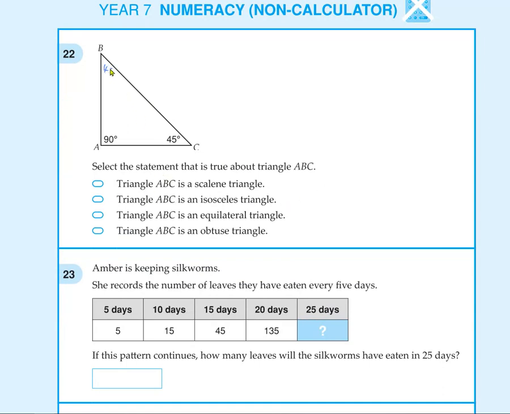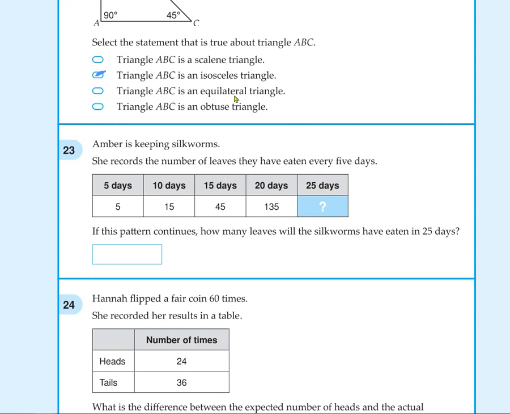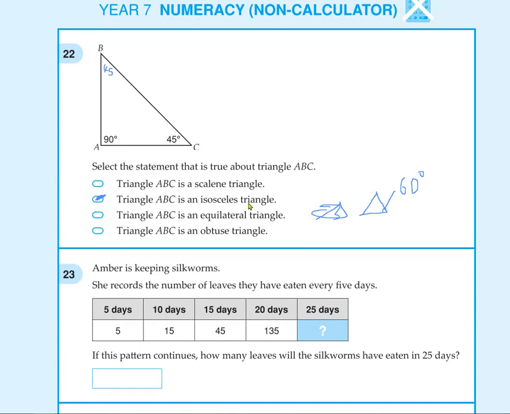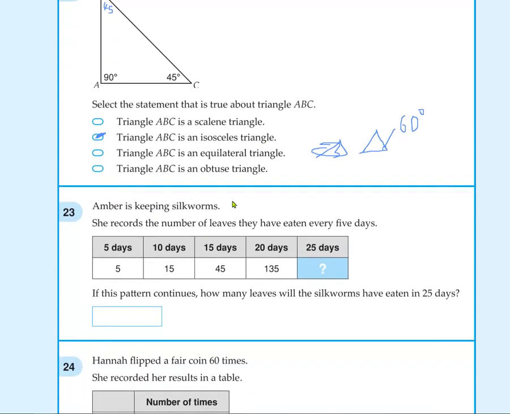This has to be 45 degrees. 180 degrees in total. 90 plus 45 is 135. 180 take 135 gives you 45. So that means that these two must be the same, which means we call that an isosceles triangle, because two of these sides will be the same for them to have the two identical angles. Definitely not an equilateral. Equilateral will be, I can't really draw it very good on this, but they will all be 60 degrees, all of them. As we can see, these are not all the same. And scalene will have 3 different angles for 3 different side lengths. Because we've got two same angles, we've got two same side lengths.